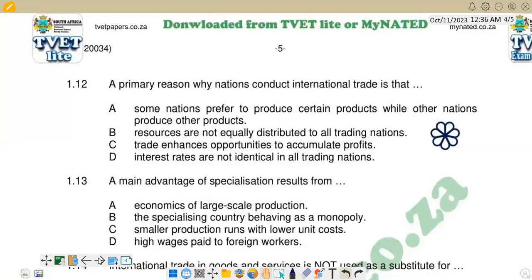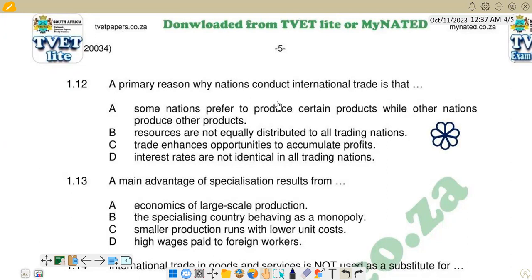Right. If you go to 1.12, it's reading: a primary reason why nations conduct international trade is that. International trade is whereby different countries exchange goods and services. So the reason why different countries exchange goods and services is the one that is being asked there. If you look at the first one, some nations prefer to produce certain products, while other nations produce other products.